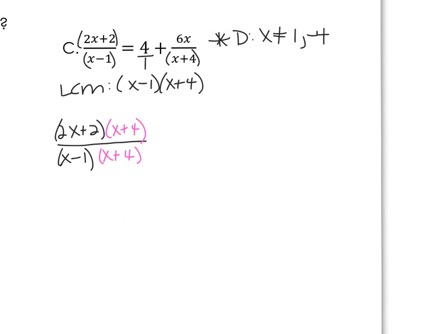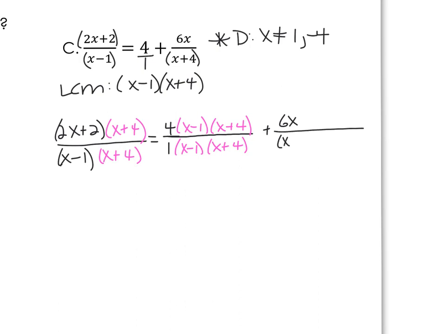And that second fraction, 4 over 1. Notice that one doesn't have either denominator, so I'm going to have to extend my fraction bar quite a bit. We need the x minus 1 and the x plus 4. This one's going to be a little tougher, but we'll get through it. And then plus, I have a 6x and the x plus 4, but this one needs the x minus 1.